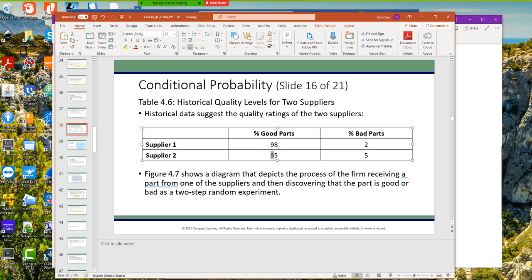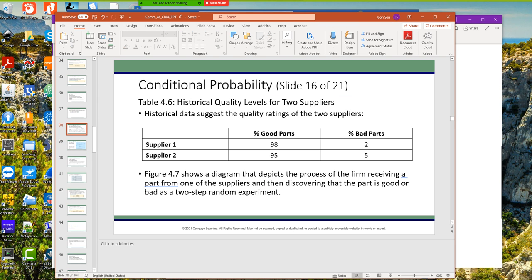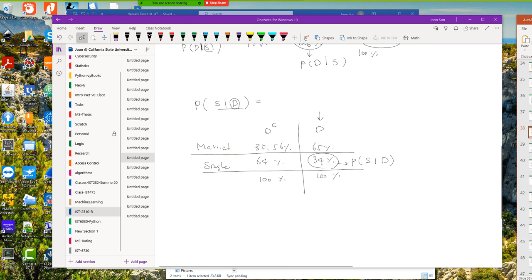If you look at supplier 2, there are 95 parts that are good, but there are 5 parts that are not good, and they are also supplied by supplier 2. Okay, so let's just write this down.